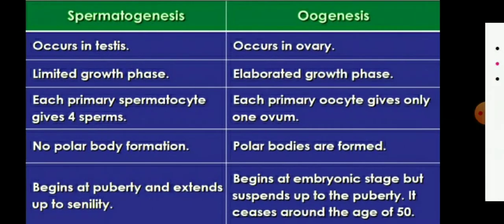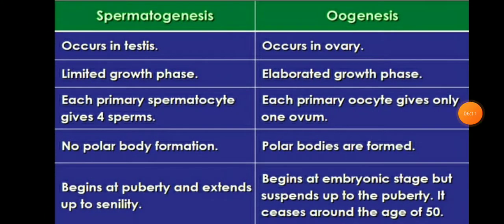So children, what is the difference between spermatogenesis and oogenesis? First, the spermatogenesis process is done in the male and the oogenesis process is done in the female. Spermatogenesis occurs in the testes, and there is only a limited growth phase. Each primary spermatocyte gives 4 sperms, and no polar body forms in this process. It begins at puberty and extends up to senility.